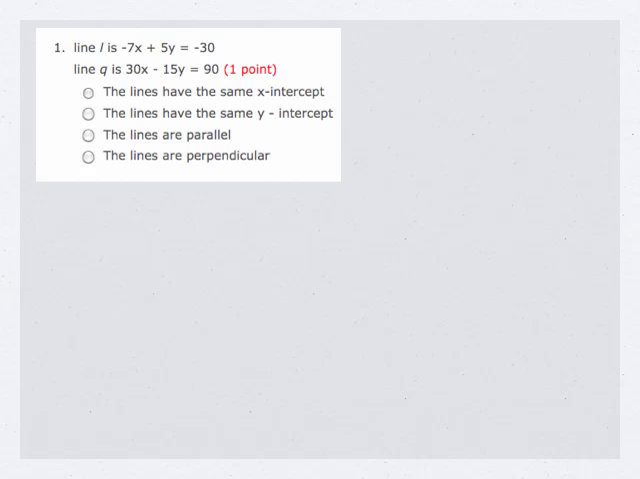So what I want to know is if the lines have the same x-intercept, if they have the same y-intercept, if they're parallel or perpendicular. Now y equals mx plus b does not help me with the x-intercept, but it will help me to identify if they have the same y-intercept, parallel or perpendicular. So if I can rule out the bottom three, I could pick the top one, I guess. So I'm going to get both lines' equations in slope-intercept form, y equals mx plus b.